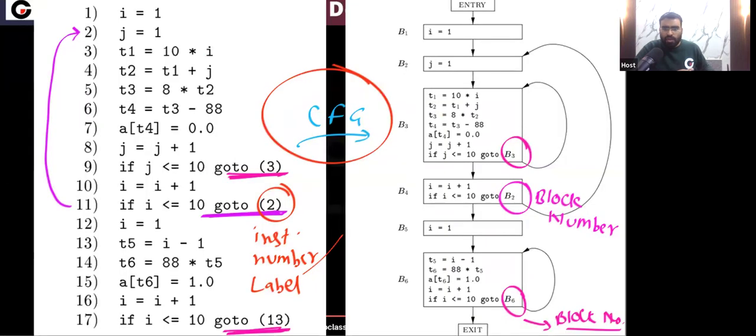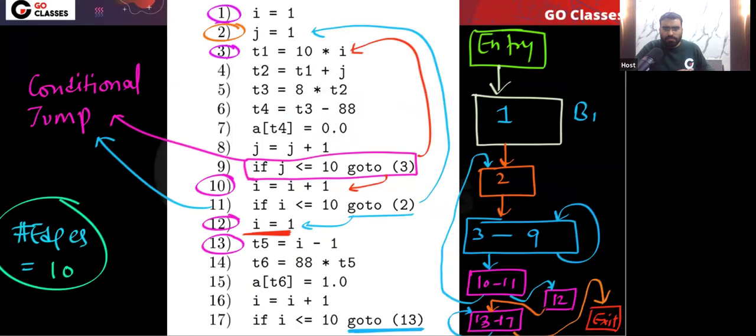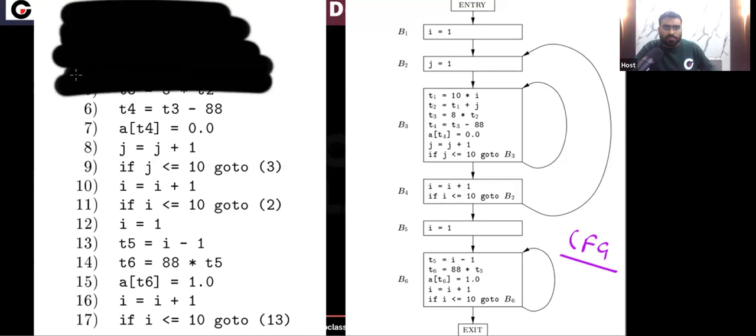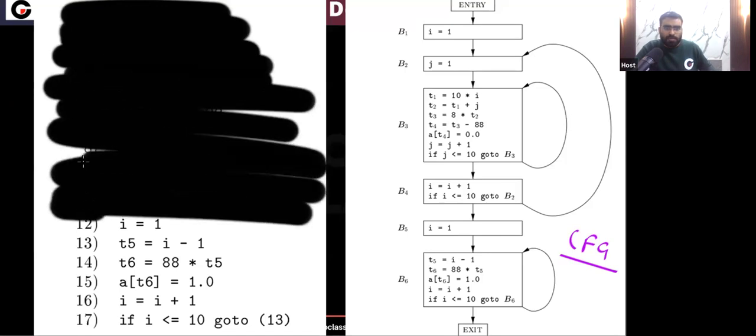One small thing I want to ask. Look at this and tell me how many loops there are in this control flow graph. This control flow graph is given to you. You tell me the loops. First of all, tell me how many loops there are in this control flow graph.